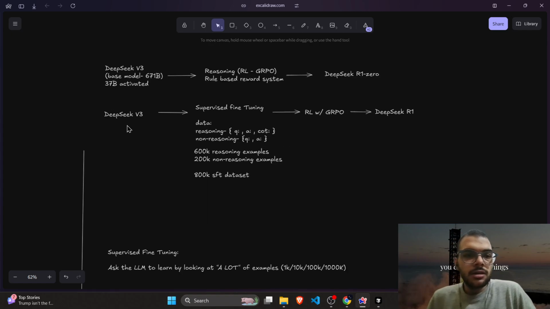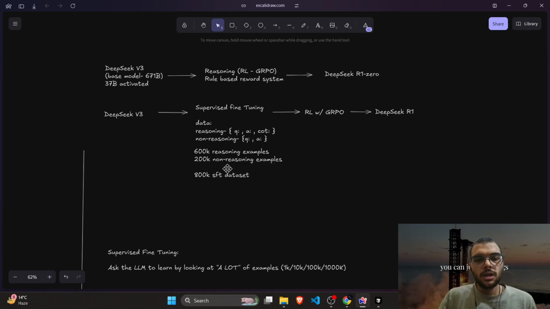Then DeepSeek took the approach that they again took the base model. First, they implemented the supervised fine tuning. Now, supervised fine tuning is just similar to supervised learning, where we give the model the labeled data and ask the model to just learn from the data. So the DeepSeek team took around 600,000 reasoning examples. Reasoning examples were the examples which had question, answer, and the chain of thought, the reasoning behind the answer to that question. And then they had the non-reasoning examples, which were 200,000 in number.